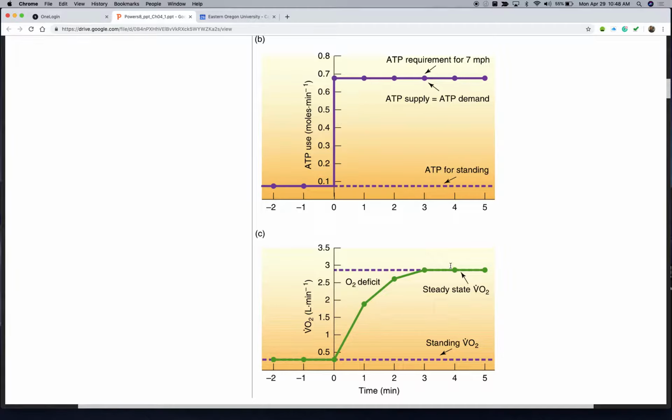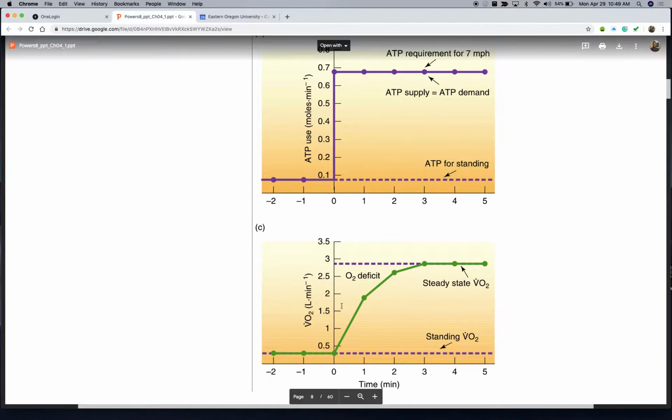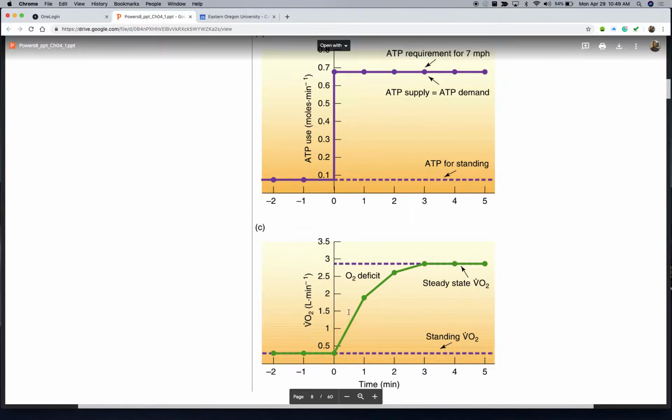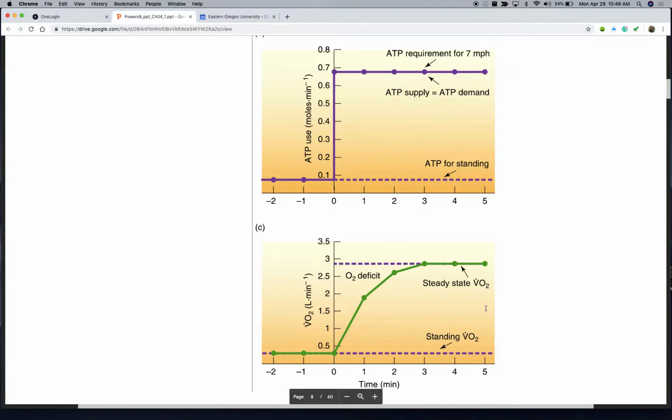So somebody who has a better running economy will meet that requirement faster, and more efficiently with less oxygen. Yep, exactly. Okay, so someone that's in really good shape is going to require this much oxygen to run at 7 minutes per mile, which means they incur very little oxygen debt to get up to steady state at that pace. Does that make sense?